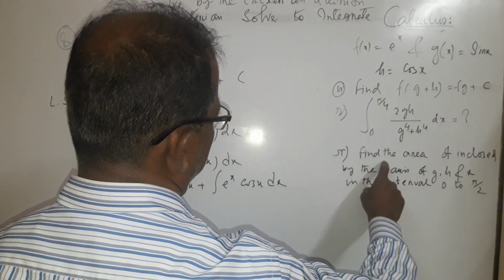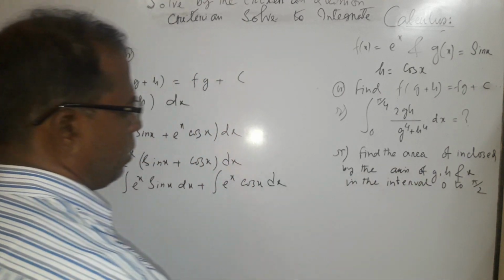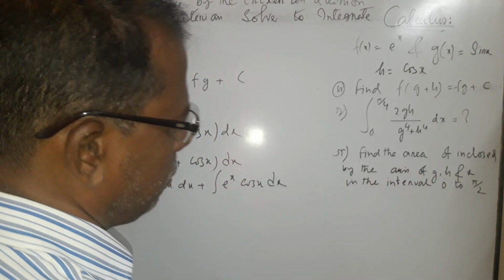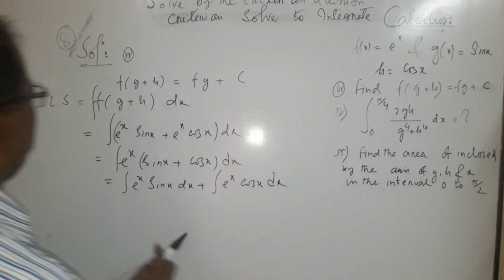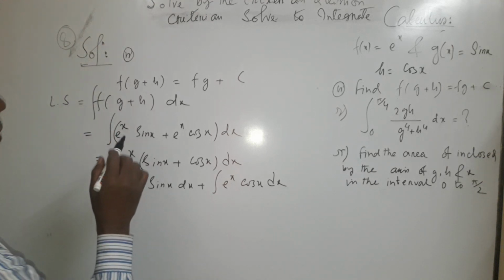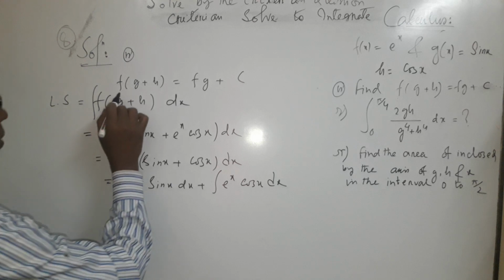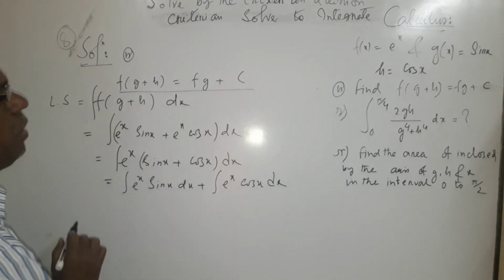Find the area enclosed by the axis of the h and x in the interval 0 to pi by 2. So we have to try number q. Number q: integration of f of g plus h equal to f of g plus c. So then integration of f of g plus h into dx.